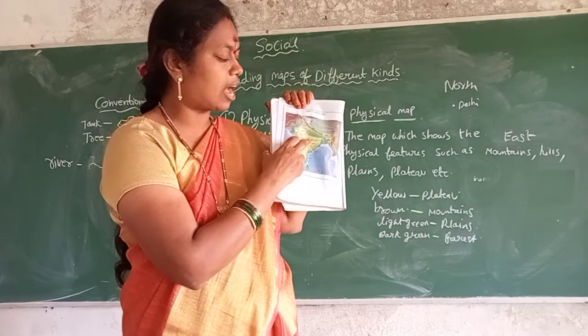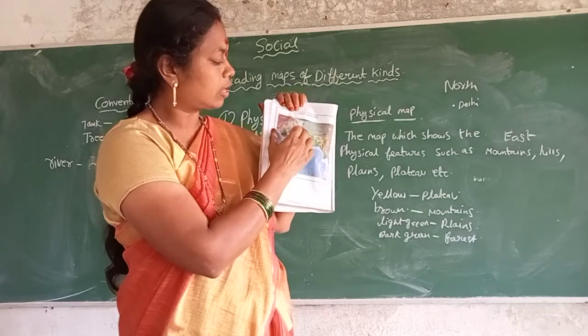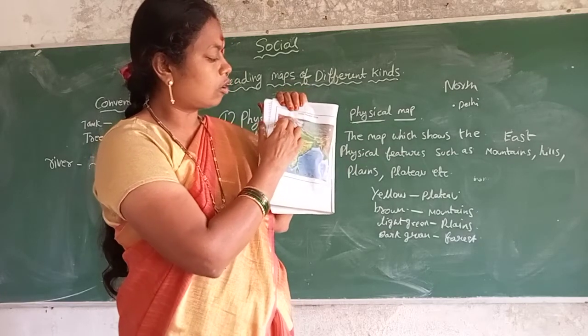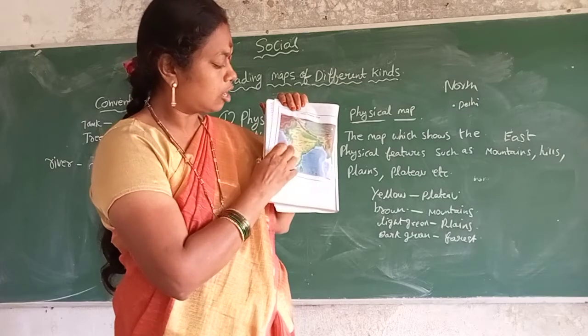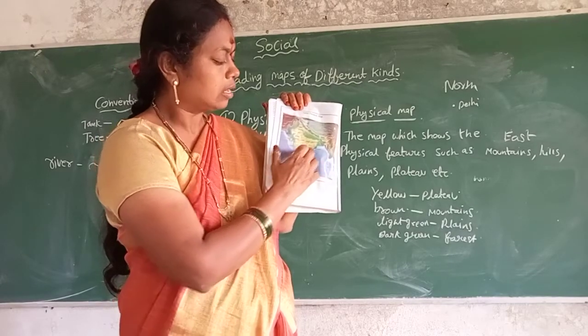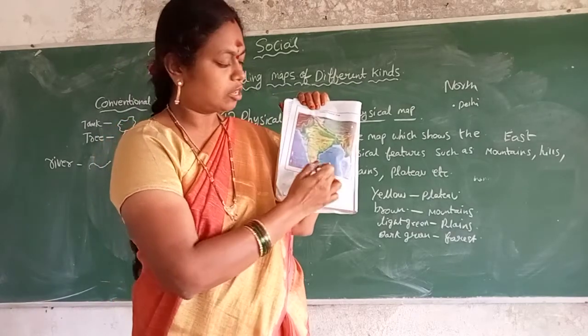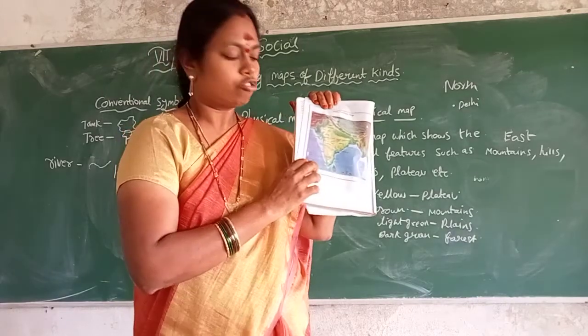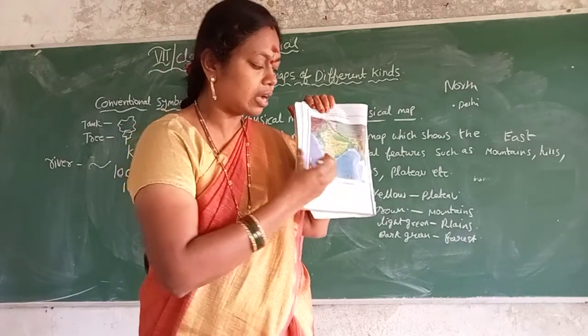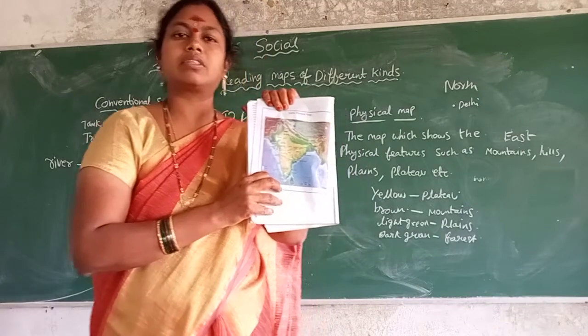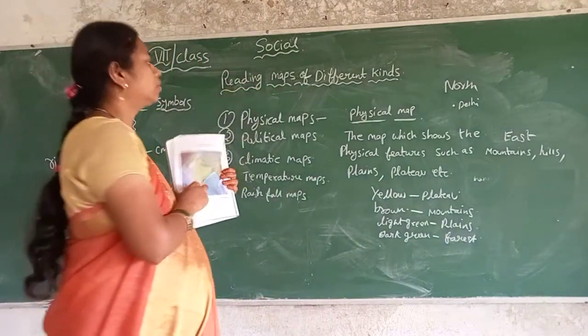That means it is a plateau region. And the rest here you can see brown color. And these are the mountains. And here you can see the green color part. These are the plains. And the blue color, this is oceans. So in this way, by using different colors, you can show the physical map. Okay. So this is about the physical map.